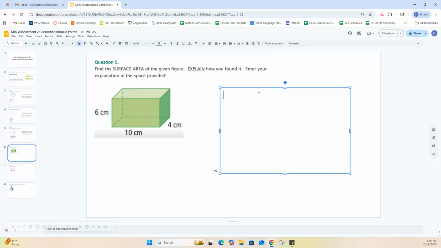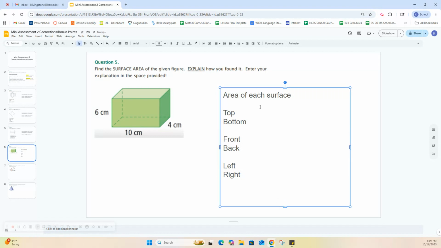To get the surface area, we need the area of each surface. All right, so first I'm going to list out my surfaces to get the area of. We have a top, a bottom, a front, a back, a left, and a right. Those are the sides that we need. Now let's find the area of each.